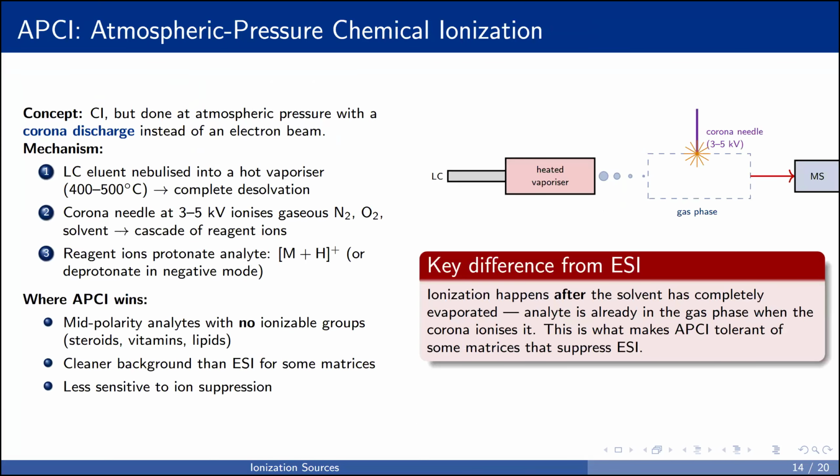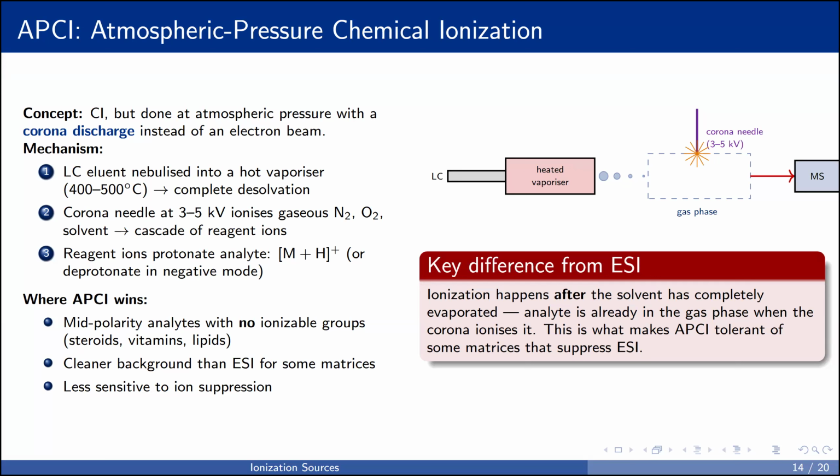APCI and APPI. APCI, atmospheric pressure chemical ionization, is the second major LC source after ESI. It's essentially a CI clone at atmospheric pressure, using a corona discharge rather than a heated filament to create the reagent ions. Here's what happens. LC eluent enters a nebulizer where it's broken into a fine aerosol. The aerosol passes through a very hot vaporizer tube, typically 400 to 500 degrees Celsius. By the time it exits the tube, all the solvent has evaporated and the analyte is a neutral gas phase molecule mixed with the vaporized solvent.